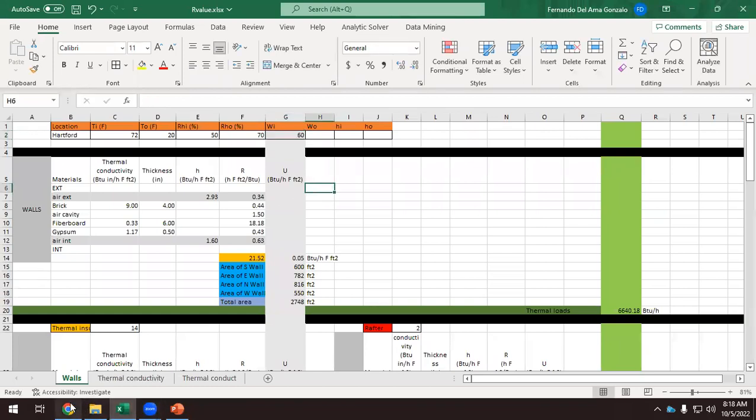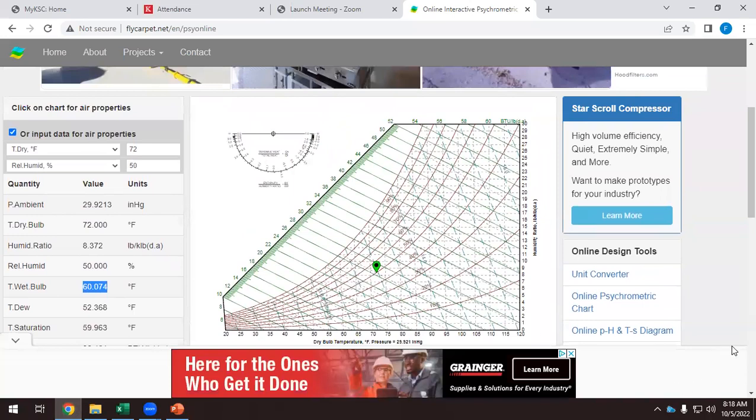And in the report, you can copy this chart.